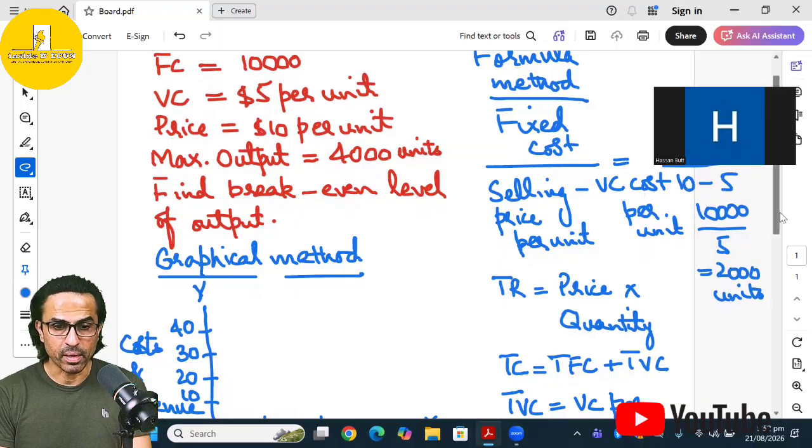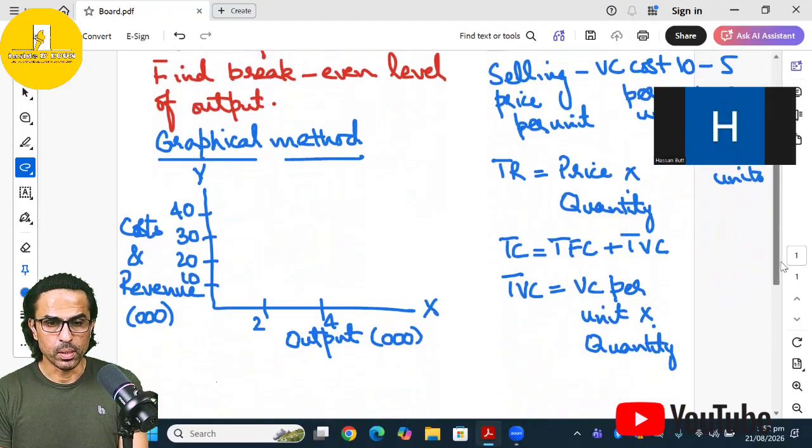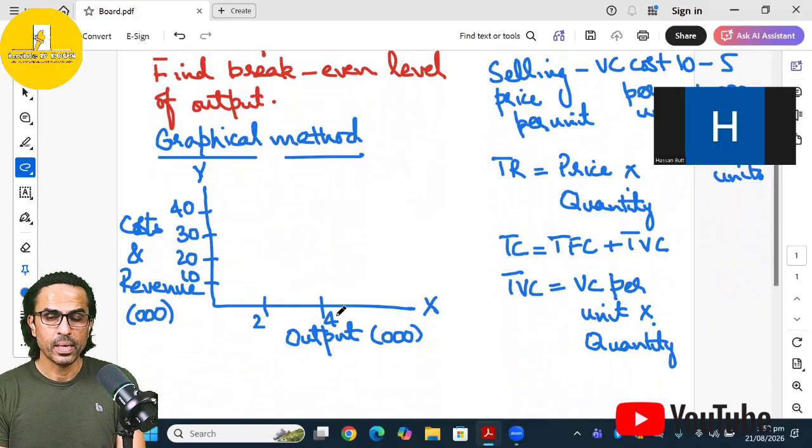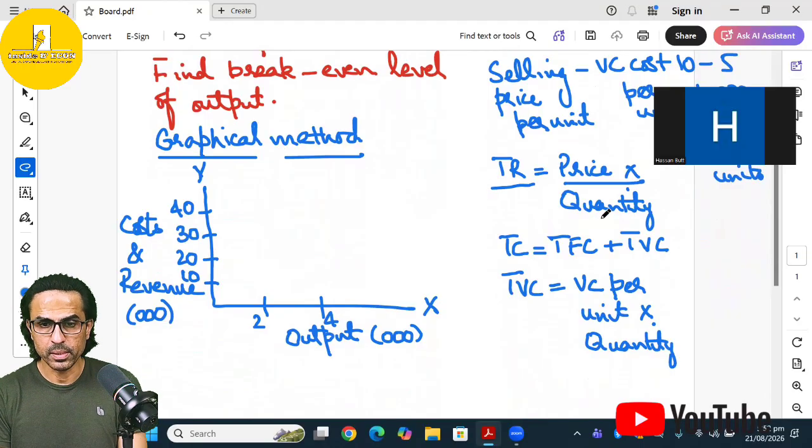Now, let's have a look at graphical method. So I have taken cost and revenue on y-axis and output on x-axis, right? Now, we need to draw total revenue curve and total cost curve as we discussed in the last video. Okay, so for total revenue, we have the formula: total revenue is equal to price into quantity. So let's say I have taken two levels of output, 2,000 and 4,000.